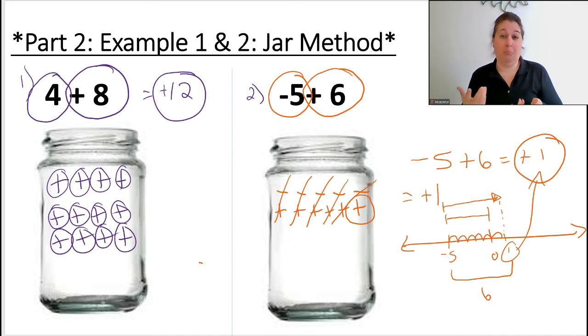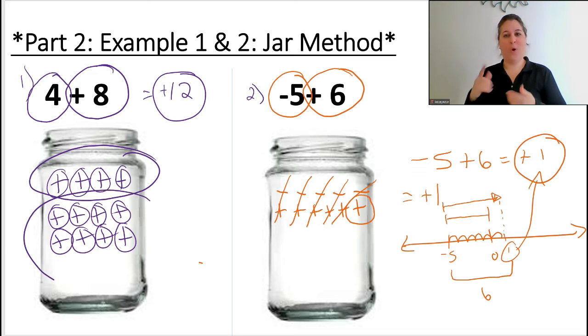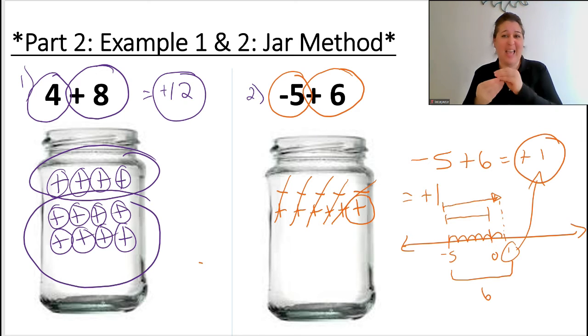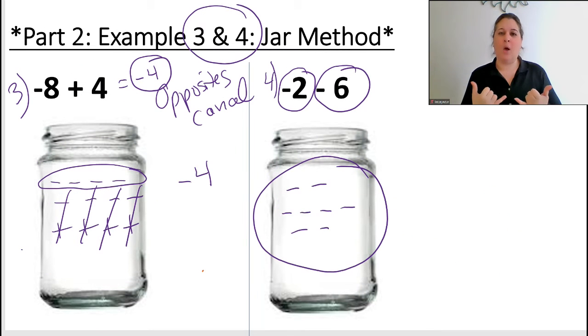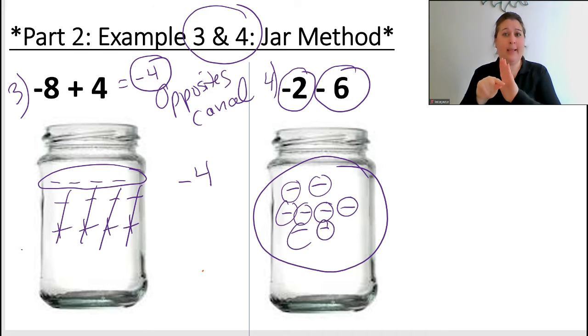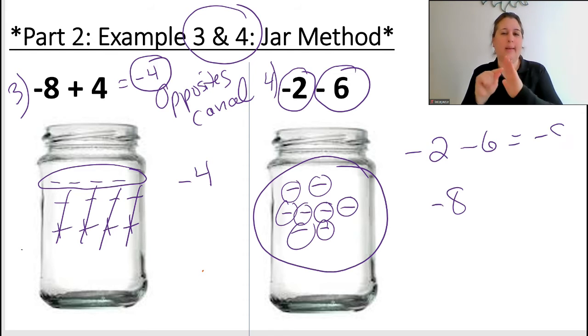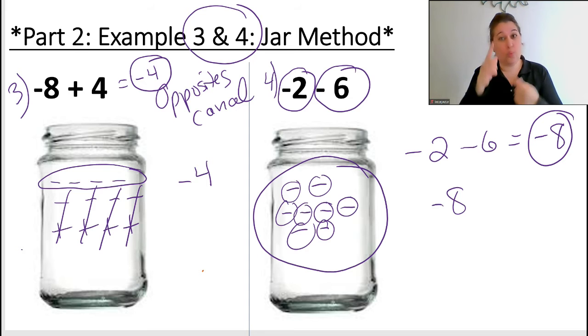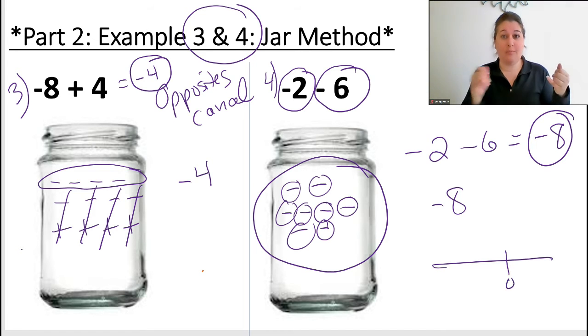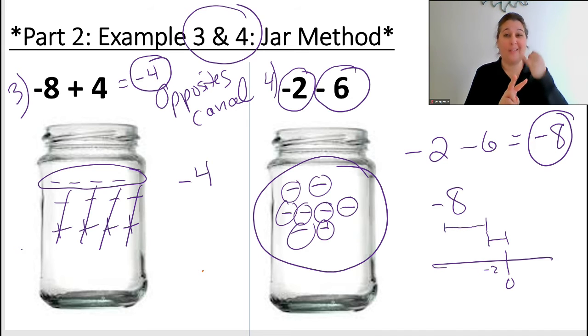When I had 4 positives right here and then 8 positives, nothing canceled, so that's why I just added all the positives up. Same thing for this one. Nothing cancels, so I'm just going to add up all those negatives. I have 1, 2, 3, 4, 5, 6, 7, 8 negatives. So -2 minus 6 equals -8. And think of the number line. You start off at 0, you go to -2, and then you minus 6 this way. Where do you land? -8.